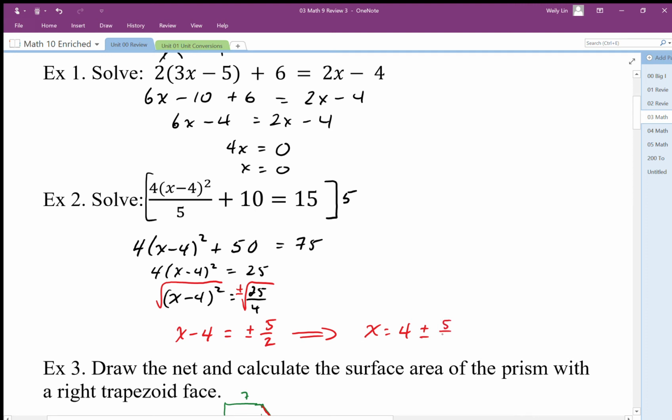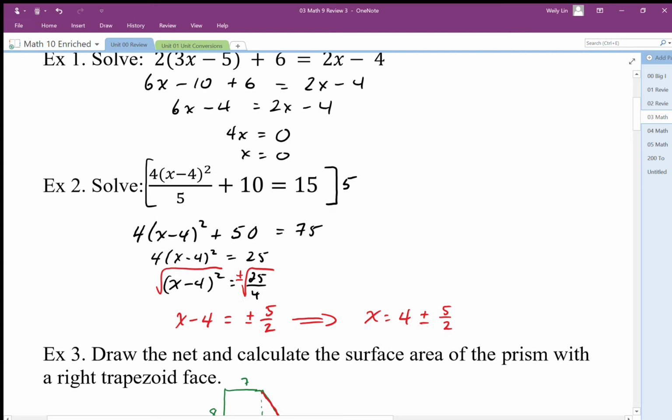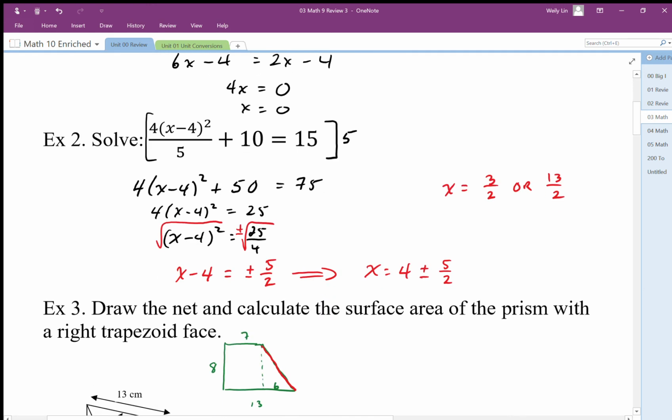5 over 2. Okay, so the solution for x, I'm just going to write it up here. X is going to be 4 minus 2.5, which is 1.5 or 3 over 2. And then this is going to be 4 plus 2.5, so it's going to be 6.5. So we have a second solution, which is 13 over 2. So those are my two solutions, and I have to have two possibilities because that inside could be positive or negative, and we get the same result.